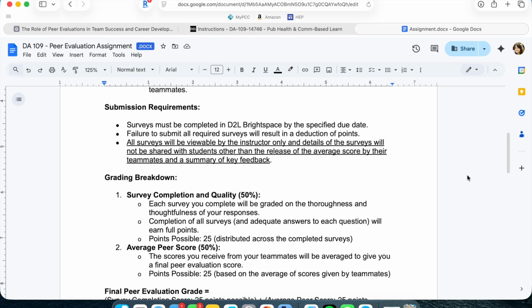And that means that somebody in your group maybe gave you a 5. Somebody maybe gave you a 1. Maybe everybody gave you 3s. You don't know, but you're going to see the average score that your group gave you. And then what I'm also going to do is I'm going to take all of the comments that people write, both strengths as well as areas for improvement.